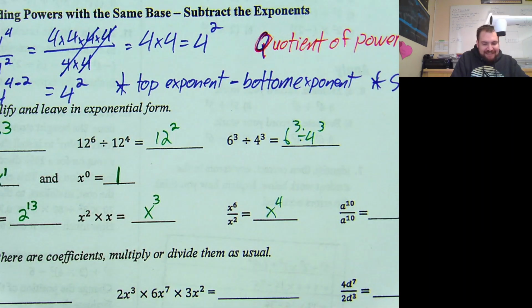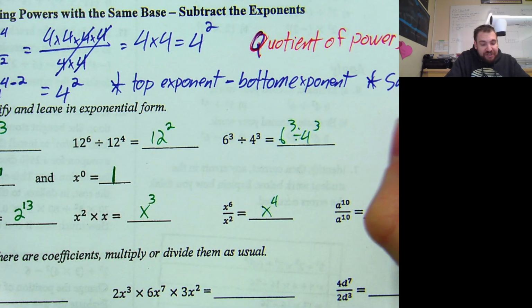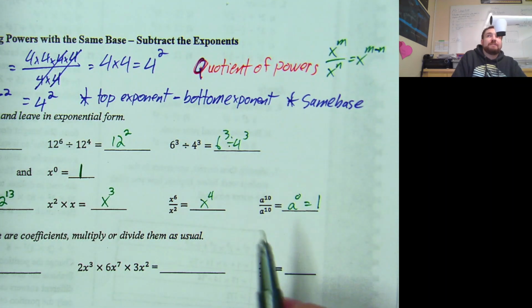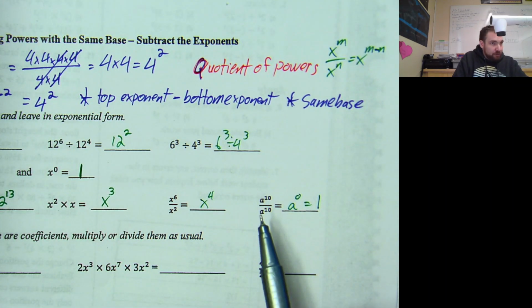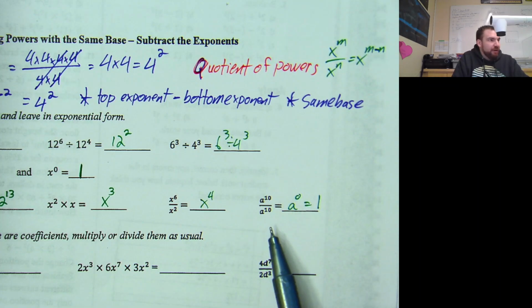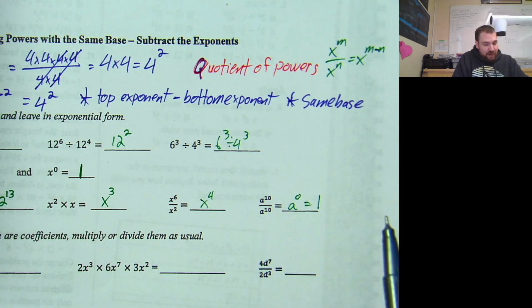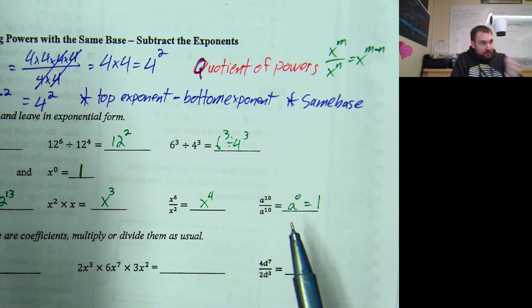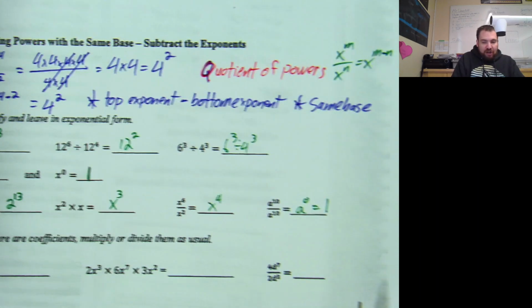Cool. And this, a to the 10 over a to the 10, is going to be a to the... Oops, sorry. I see lots of people write this answer as 0, because like, oh yeah, 10 minus 10 is 0. Well, that's true, but that's not what we're doing here. It's a to the power of 10 minus 10. So it's going to be a to the power of 0, and anything to the power of 0 is 1. So making sure we're cool with how that follows is important. Again, this should all kind of be review.